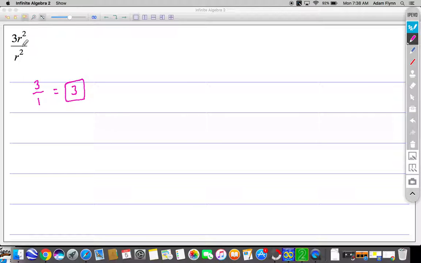And we have r squared divided by r squared. So we've got 2 r's up top that cancel out, and 2 r's down bottom that cancel out. Remember, anything divided by itself is 1. So our final solution will be 3.